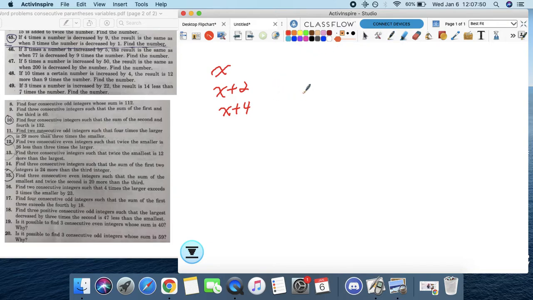So such that the sum of the smallest, which is still x, plus twice the second, I'm going to multiply twice the second number. Here's the first number, second, and the third, equals, so the sum of the first number and 2 times the second is 20 more than the third, which is represented by x plus 4. Okay, now we're good.